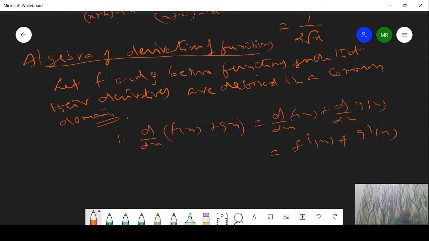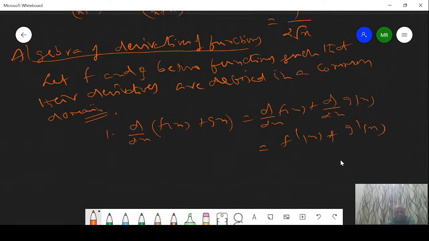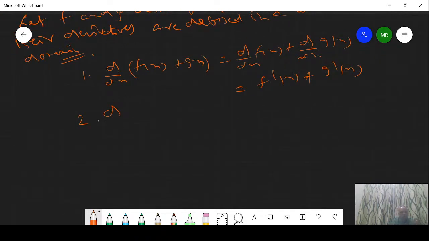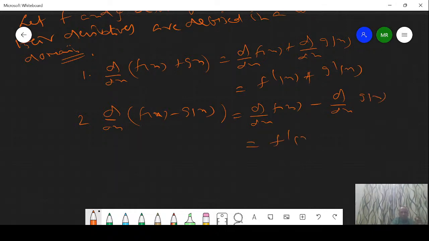Suppose they are talking about the difference of two functions. Same thing I can write. When they are talking about the difference, d by dx of f of x minus g of x is d by dx of f of x minus d by dx of g of x. I can write f dash of x minus g dash of x. Correct? Difference of two functions.